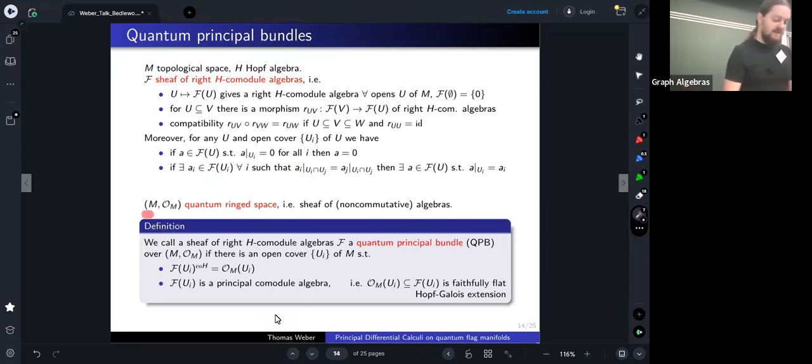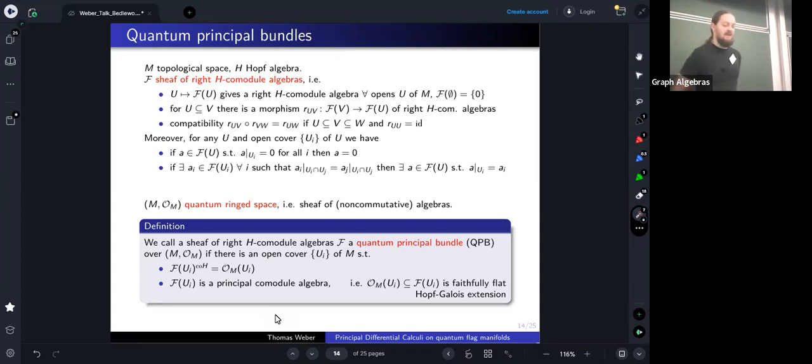So let's take a quantum ringed space, that is just a topological space M and a sheaf of algebras OM. There's a little terminological problem. In your definition of quantum ringed space, this ringed part is quantum. So maybe this should be written with a hyphen, quantum-ringed. But the space part is classical. It's classical, absolutely.